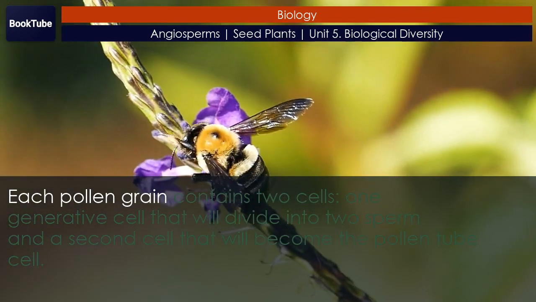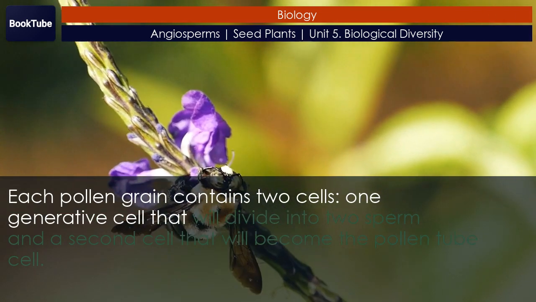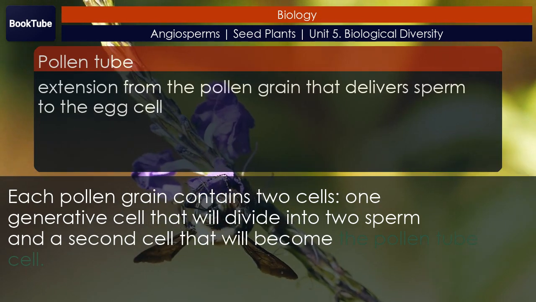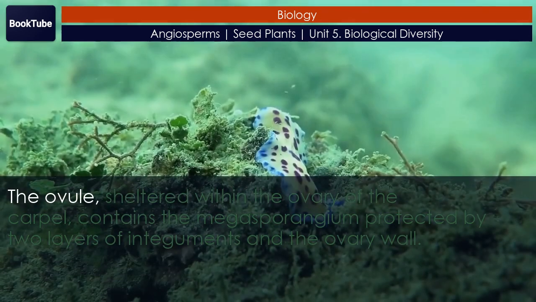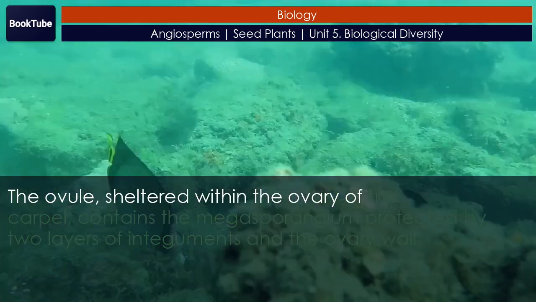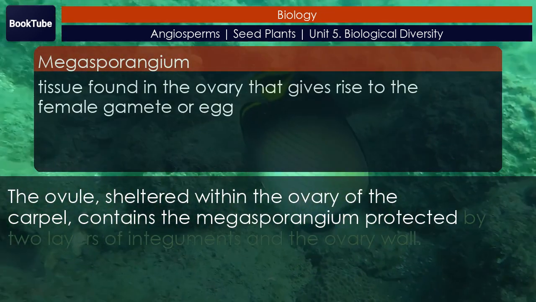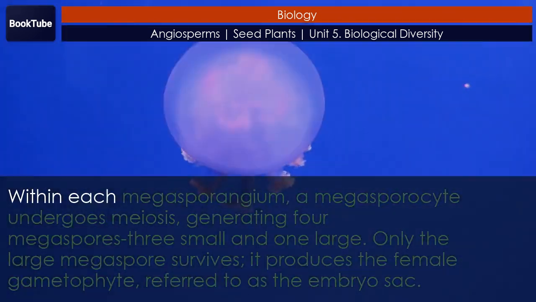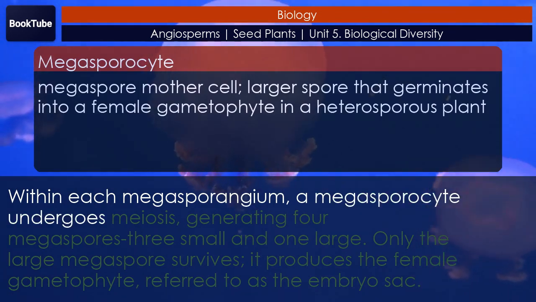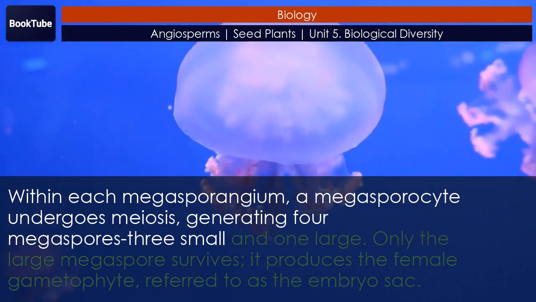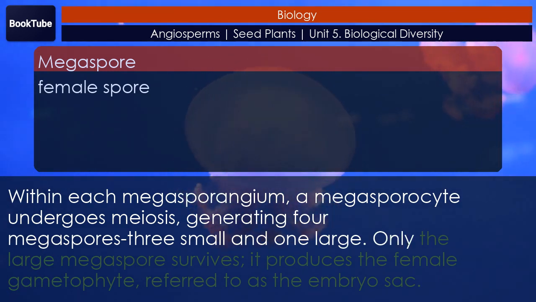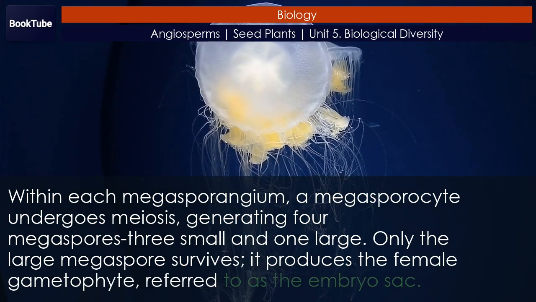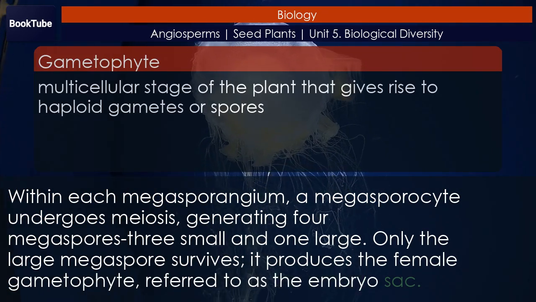Each pollen grain contains two cells. One generative cell that will divide into two sperm and a second cell that will become the pollen tube cell. The ovule, sheltered within the ovary of the carpel, contains the megasporangium protected by two layers of integuments and the ovary wall. Within each megasporangium, a megasporocyte undergoes meiosis, generating 4 megaspores, 3 small and 1 large. Only the large megaspore survives. It produces the female gametophyte, referred to as the embryo sac.